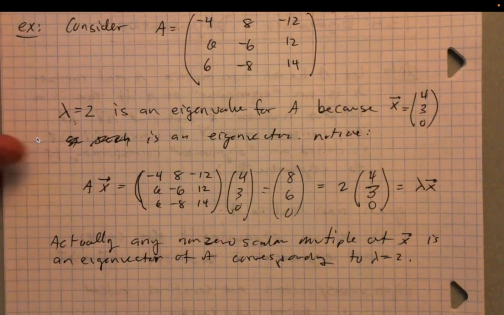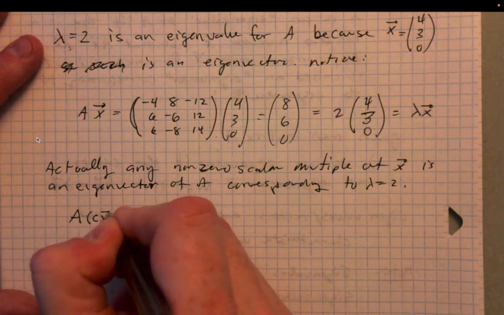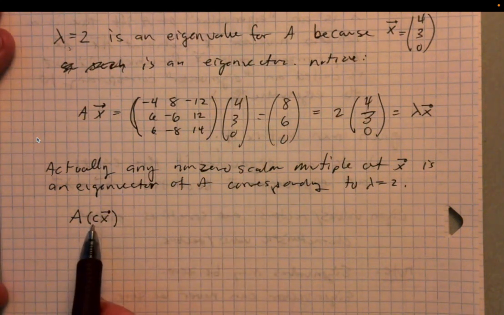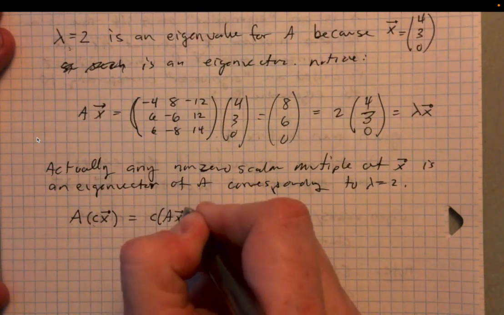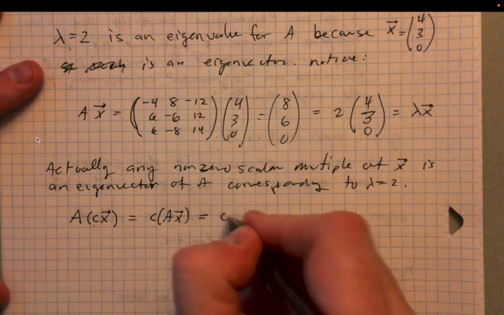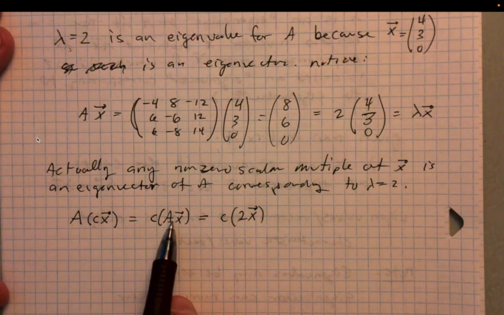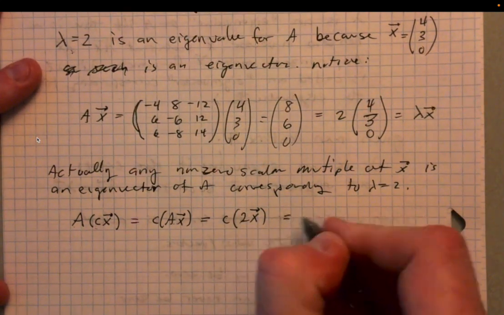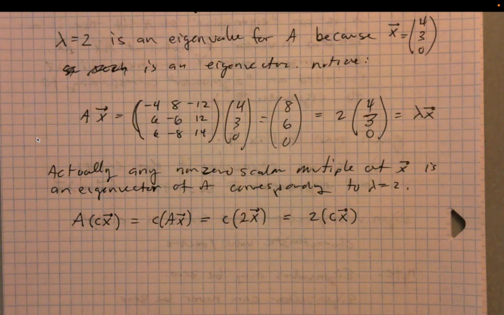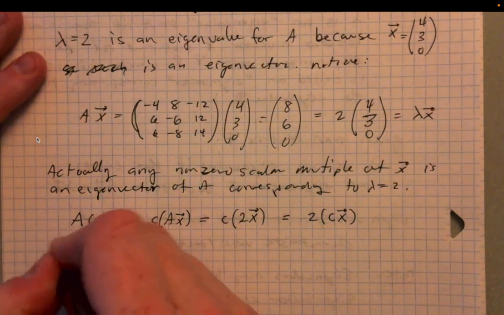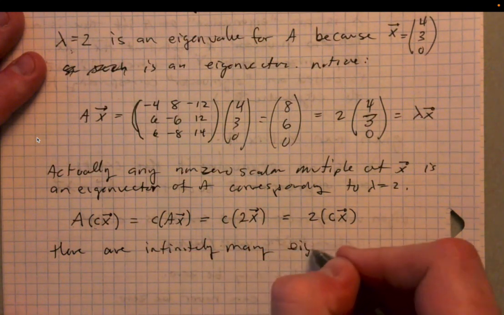And why is this? Is this mysterious? Hopefully not. You can think about it like this. If I have A times some constant times x, then this is a scalar, this is a matrix, this is a vector, so the scalar can come out front. I could go like this, and so this I know is equal to c times 2x, 2 being the eigenvalue. It can take the place of A when we're multiplying with x. And so you can see that this is equal to 2 times basically any scalar multiple of x. So there are infinitely many eigenvectors corresponding to lambda equals 2.